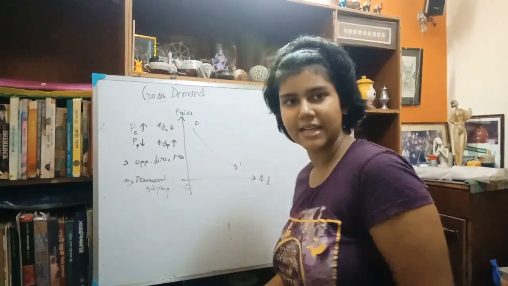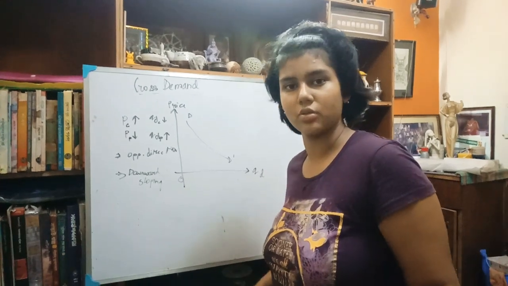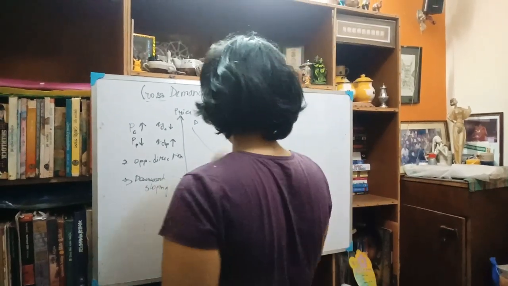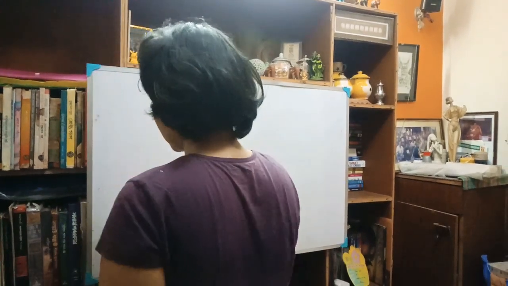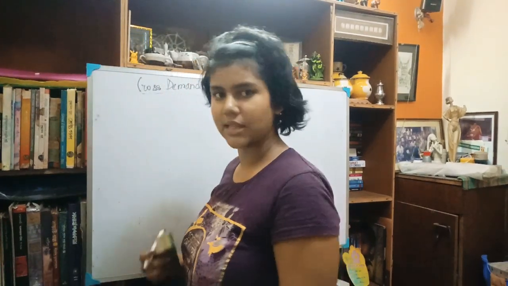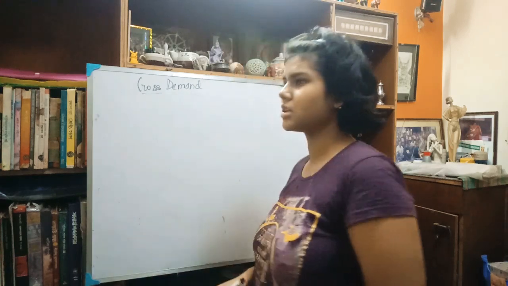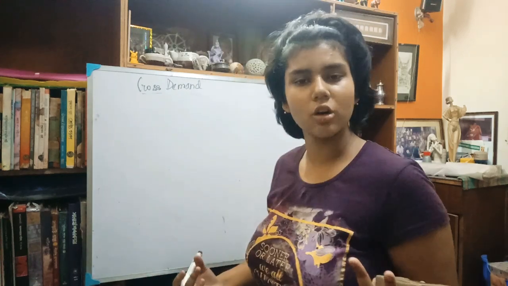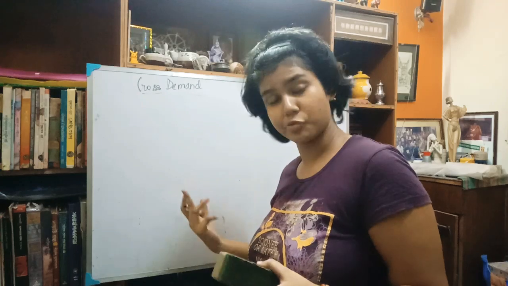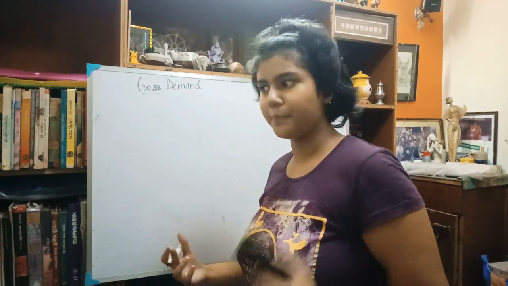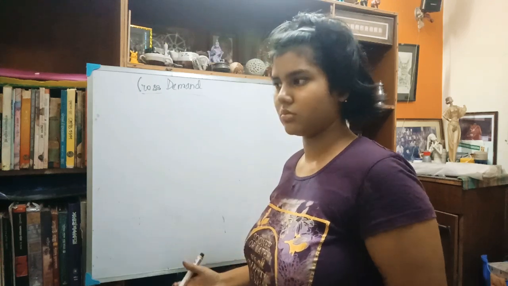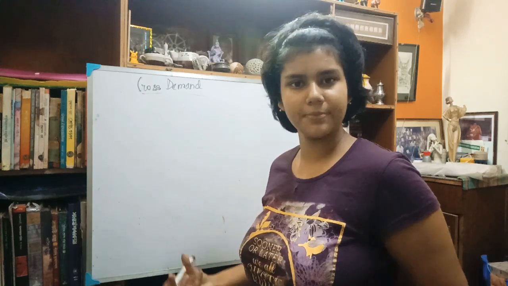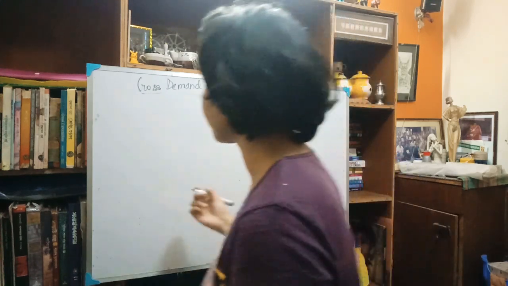Now we come to the second type of goods, that is complementary goods. What are complementary goods? Complementary goods are those goods in which one is meaningless without the other. That is, suppose car and petrol, computer hardware and software, pen and ink, pencil and an eraser, you know, a cup and a saucer, things like that.